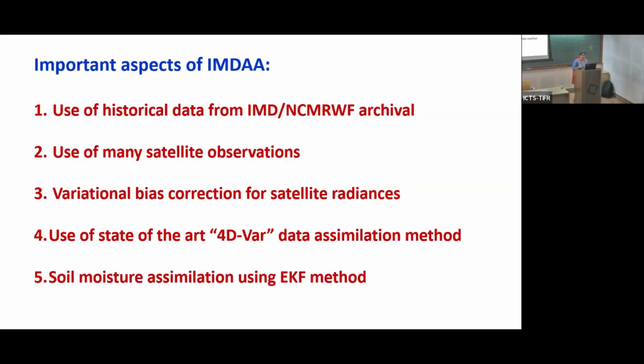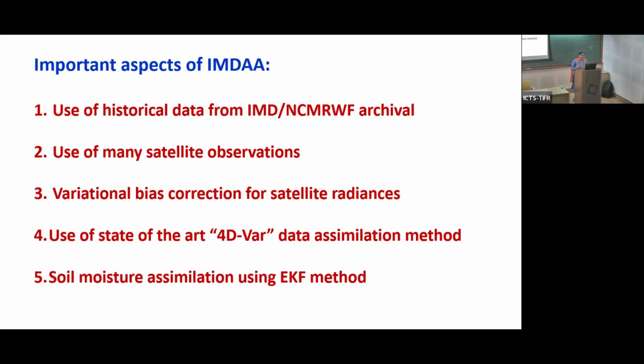And what are the important aspects of IMDAA? We used many of the historical data from IMD and NCMRWF archival. These data are not available in the ECMWF archival, because if you see from 1979, many of the Indian data were not available in the international GTS. So ECMWF archival doesn't have this data, but we retrieved this data from IMD and NCMRWF archival, and we use those data in our regional reanalysis, and use of many satellite observations.